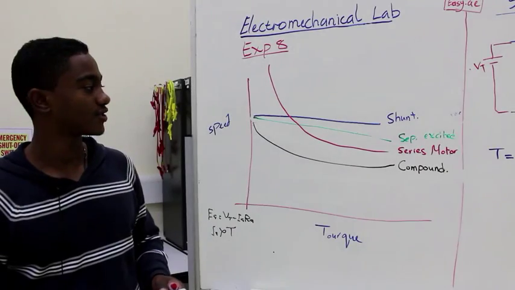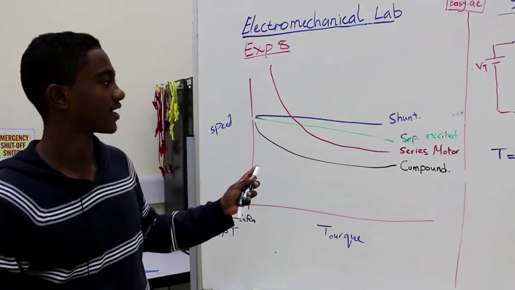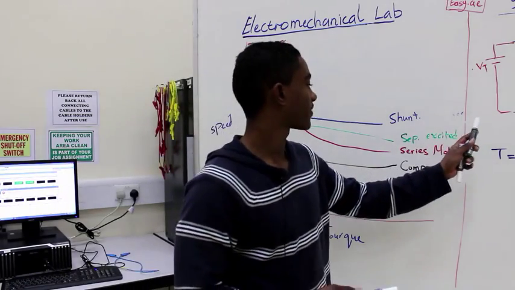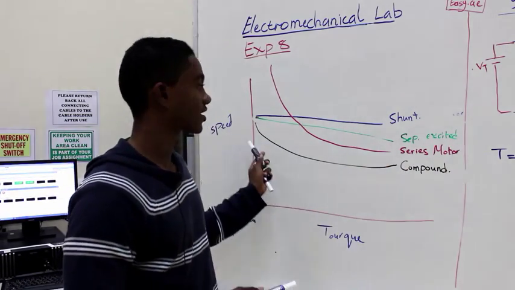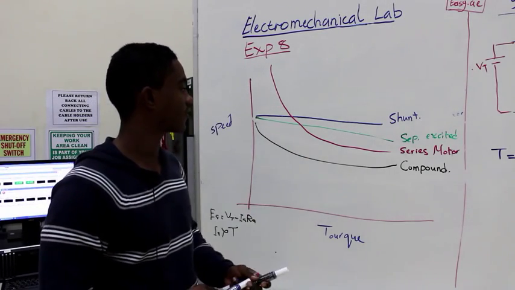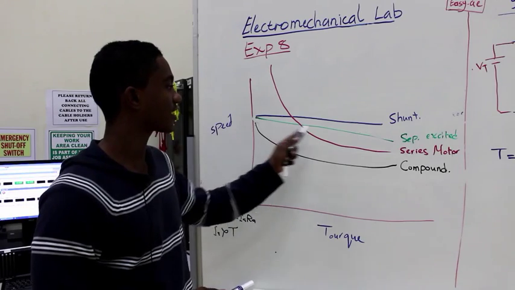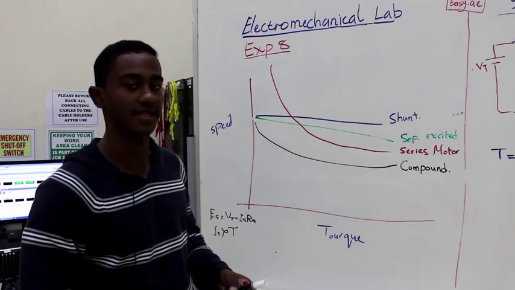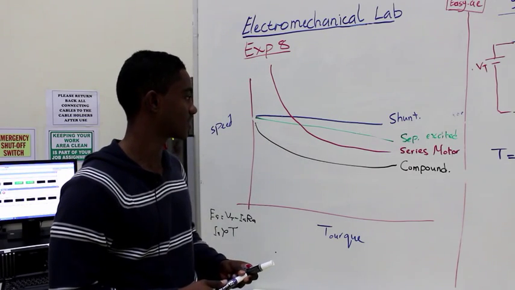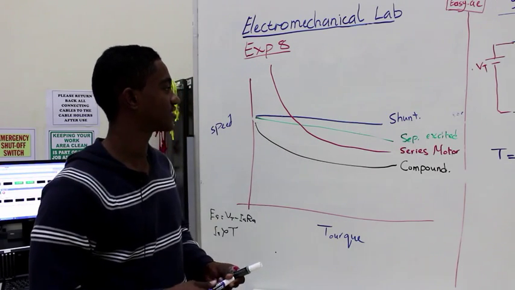Now we're going to go to the series motor, and again, we're going to go straight away to the compound motor. For the series motor, the relationship between the torque and speed is nonlinear. So you see we have such a nonlinear curve here. Unlike the previous two, the shunt and separately excited, the speed is not stable as the torque increases. Let's see why we have such characteristics.